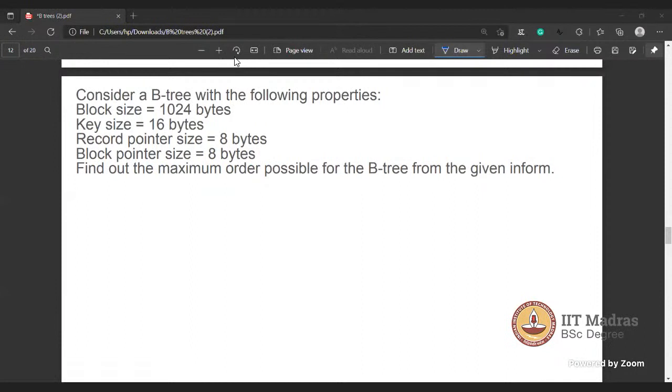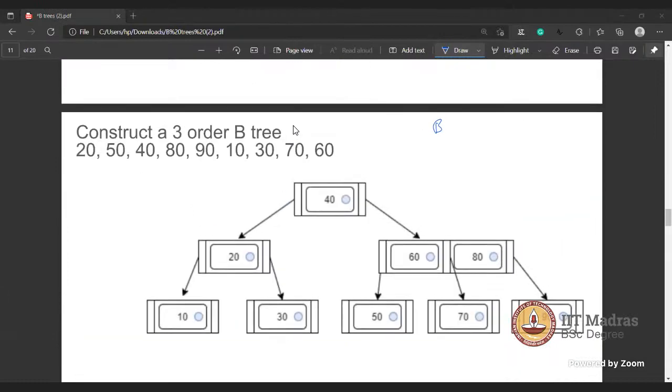One thing, sir, in B trees. Hello, sir. Am I audible? Yes. So, sir, in B trees, do we have this particular order, like here you are using order 3? No. You can use order 3 or order 4. I gave an example. I solved using order 3. You can also solve with order 4, order 5.